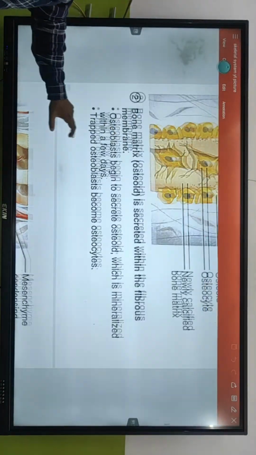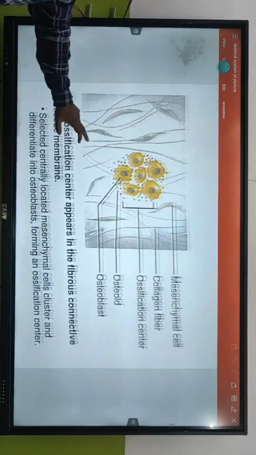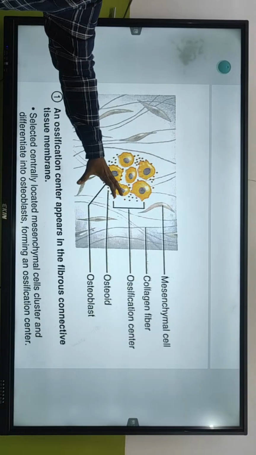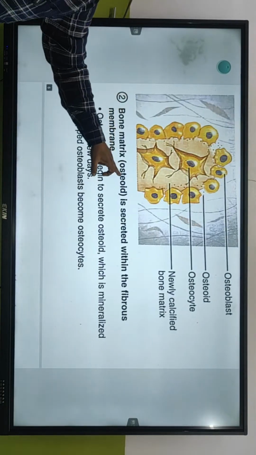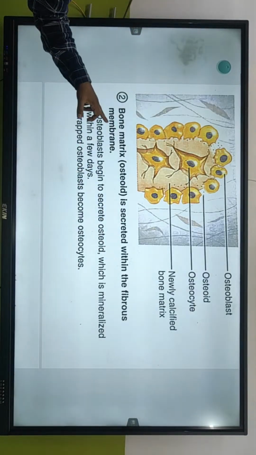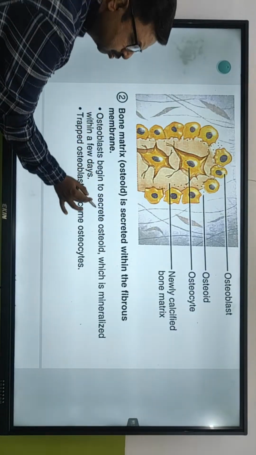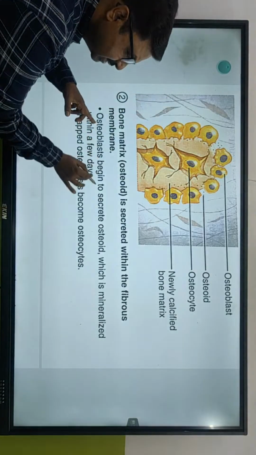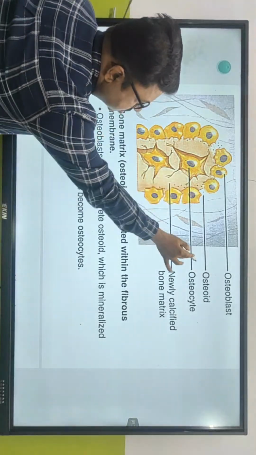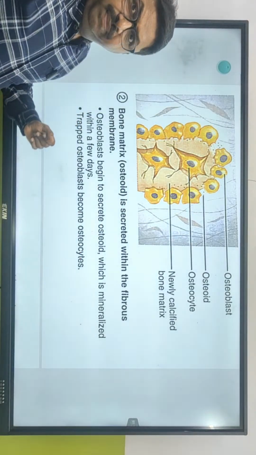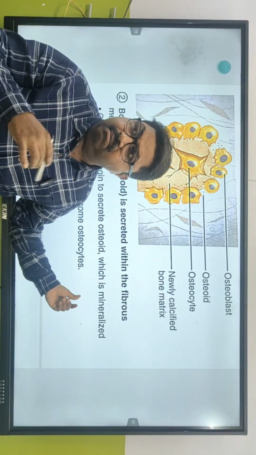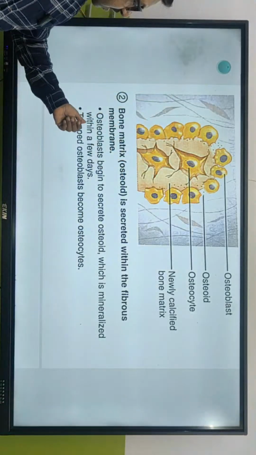तो पहले calcification नहीं था. The first stage there was no calcification. देखो यहाँ पे calcification नहीं हुआ. ठीक है? अब ये calcified हो गया. So bone matrix osteoid is secreted within the fibrous membrane. Osteoblasts begin to secrete osteoid. Osteoblast cells से क्या release होगा? Osteoid. Just now we have seen osteoid. ये रहा. Which is mineralized within a few days. उसमें mineralization आएगा. Mineral आएंगे. And mineralized within a few days.